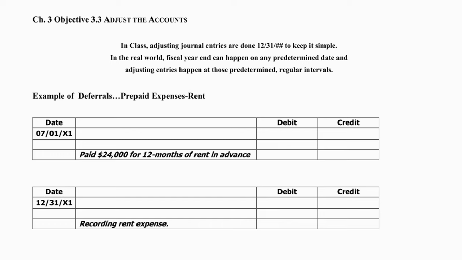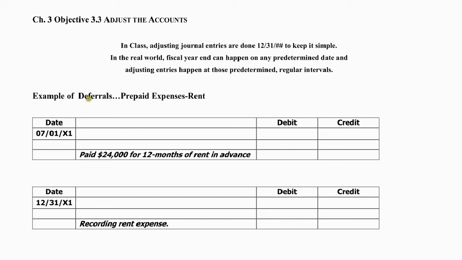I would like to point out in class, we're going to do our adjusting journal entries on December 31 of each year. So our calendar year and our fiscal year are the same. That's just a simplifying assumption. In the real world, fiscal year ends can happen on any predetermined date. And adjustments happen on those predetermined dates. Okay, so we're truing up our accounts so that the reports capture the impact of all transactions, cash and non-cash.